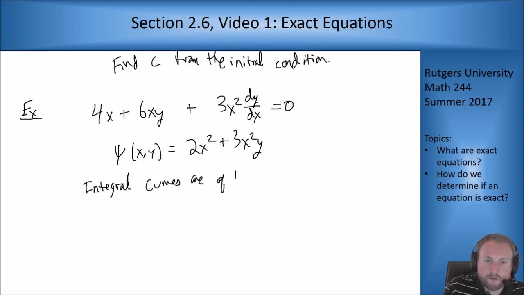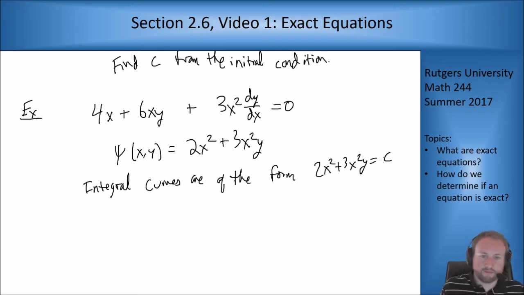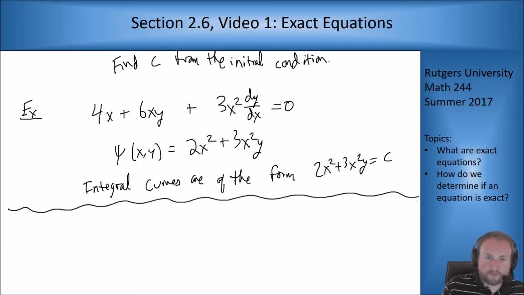So the integral curves are of the form 2x squared plus 3x squared y equals a constant. So there we go. If we know an equation is exact, then that's really easy to do. But now the question becomes, how do we actually determine if an equation is exact? How do we determine if such a psi exists?